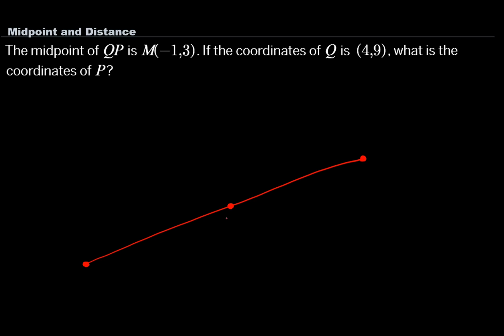So on this segment, we know that we have a midpoint that's at (-1, 3), and we have an endpoint that's at (4, 9). And so the question is, what's P? We don't know its x, and we don't know its y. So to solve this question, let's first think about driving.